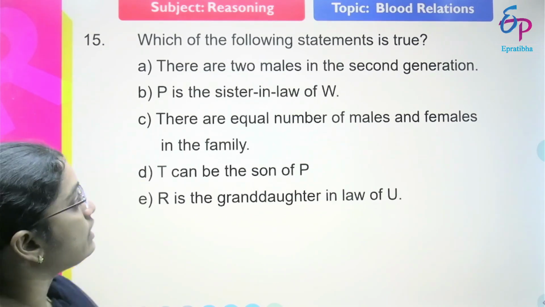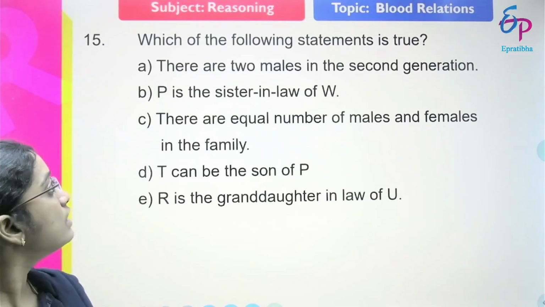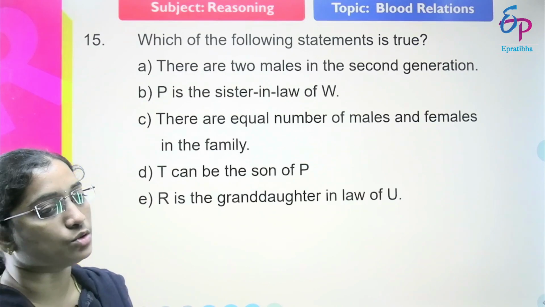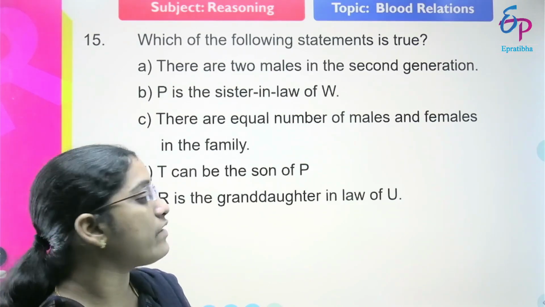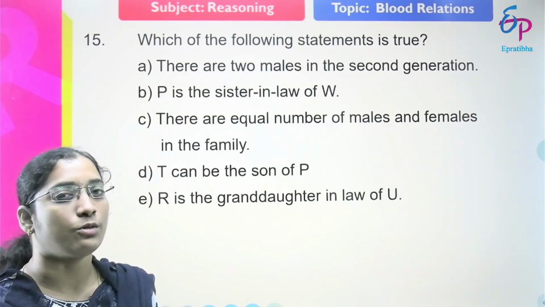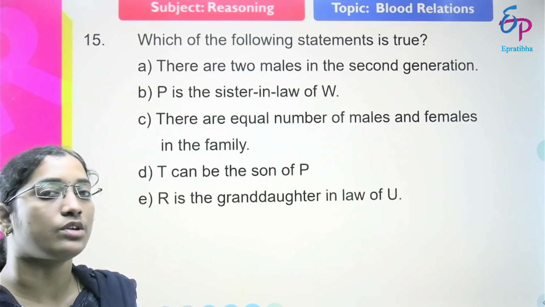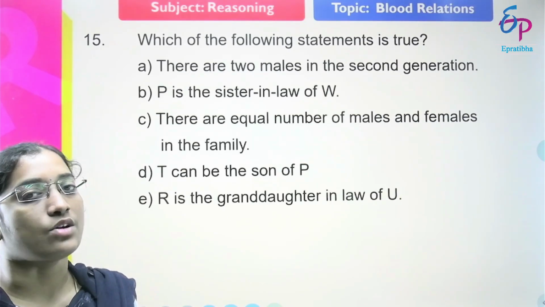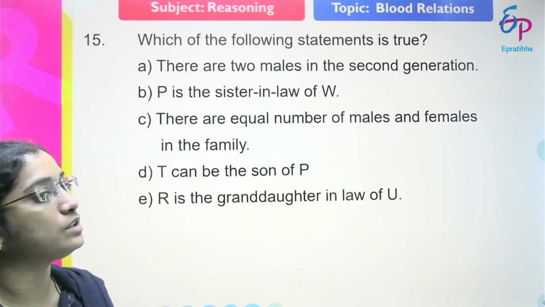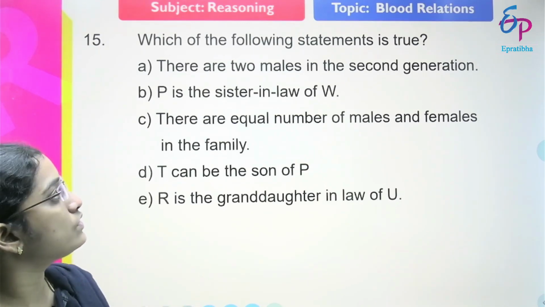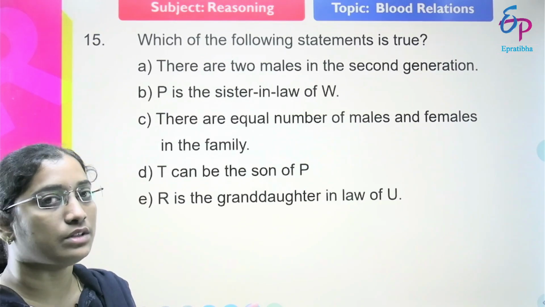Which of the following statements is true? We need to find out. Out of 5 options, only one is the correct one. That means they are giving only one correct statement and 4 wrong statements. We need to find out the true statement, friends.